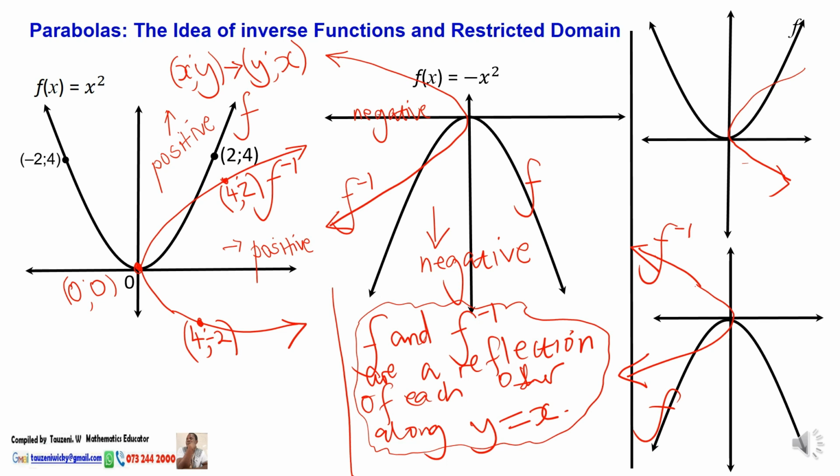So this is idea number 2. Remember how I started? The first one is that in terms of the sign, if the graph is going to the positive direction, the inverse will also go to the positive direction.